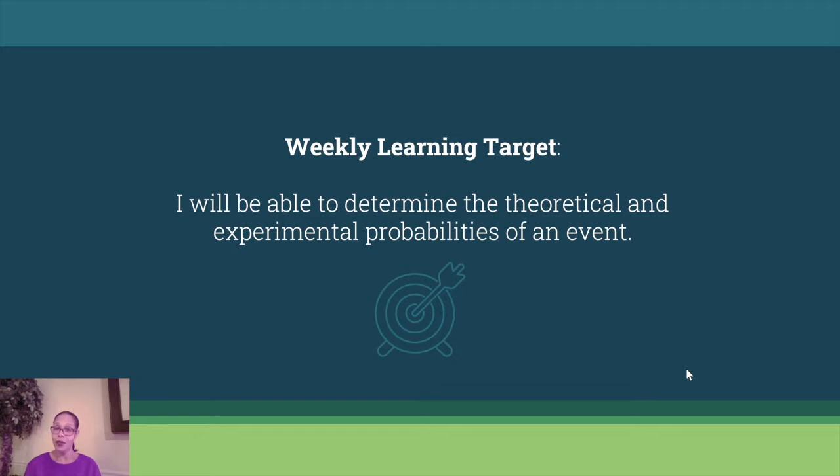And as a reference, we want to keep in mind that our weekly learning target for this week and next week is to be able to determine the theoretical and experimental probabilities of an event.